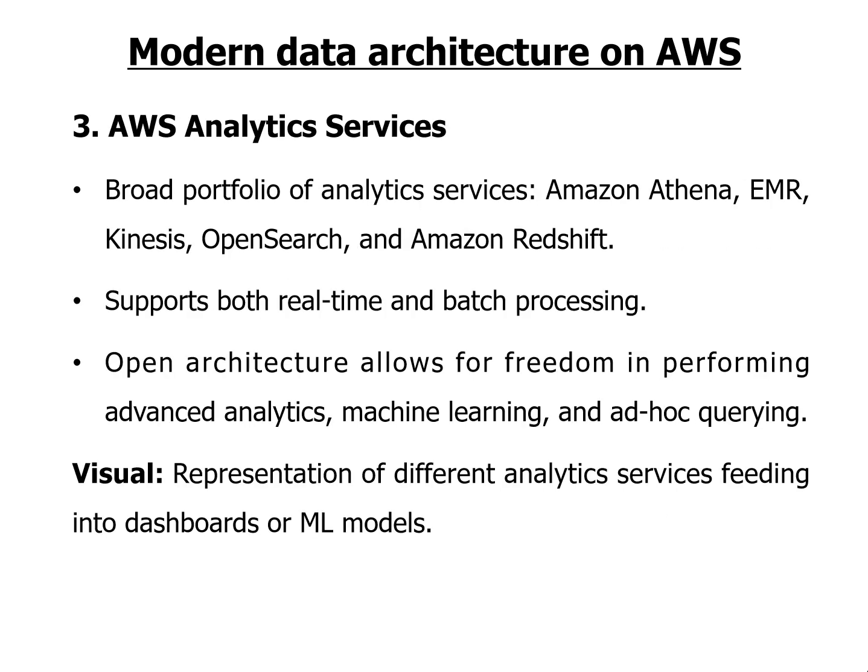The third component is AWS analytical services. What are the services provided by Amazon? Yes, Amazon Athena, Amazon EMR, Amazon Kinesis, OpenSearch, and Amazon Redshift. These analytical services support both real-time as well as batch processing, either stream processing or batch processing. Also, the open architecture allows for freedom in performing advanced analytics, machine learning, and ad hoc querying. So these are the different analytical services supported by AWS.